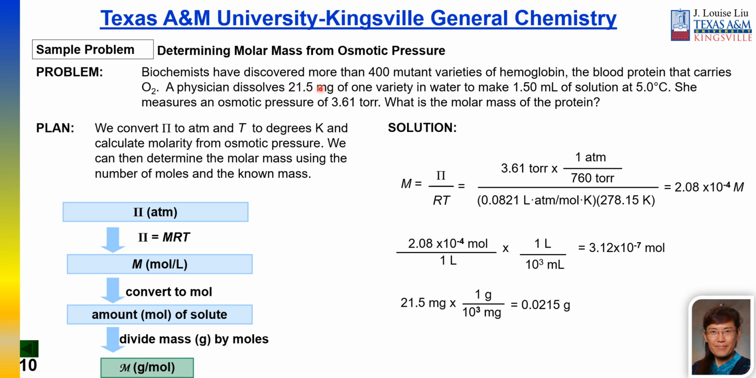So you have 21.5 grams. Convert milligrams to grams. In order to know the molar mass, you also need to know the molarity. How do you determine molarity? From the osmotic pressure, you can determine molarity. Osmotic pressure equals molarity times RT. Therefore, you calculate your molarity. From this molarity, you can calculate the moles. Using mass divided by moles gives you molar mass.